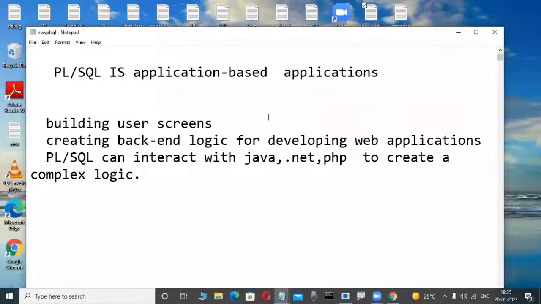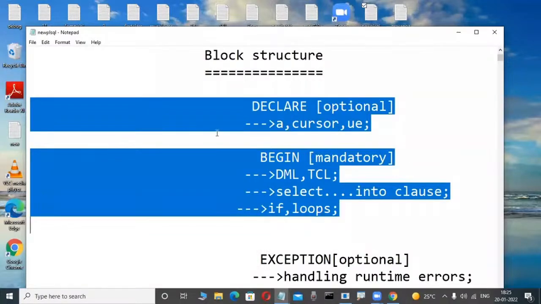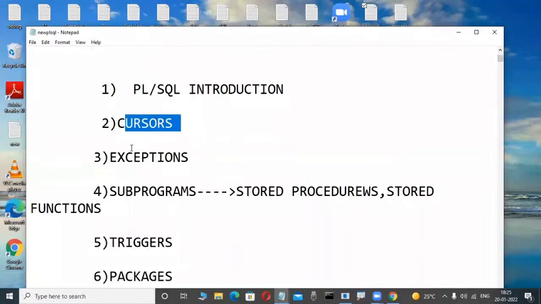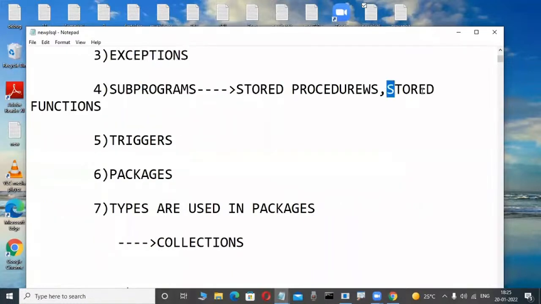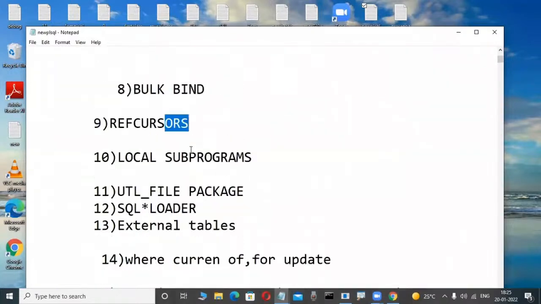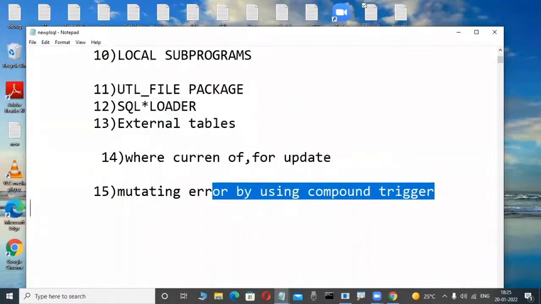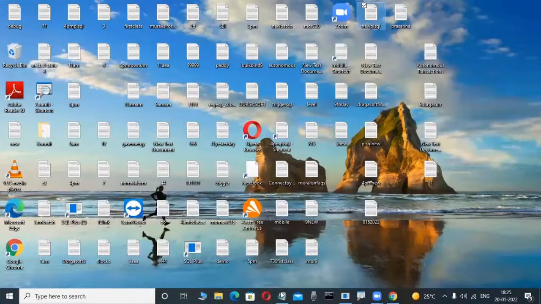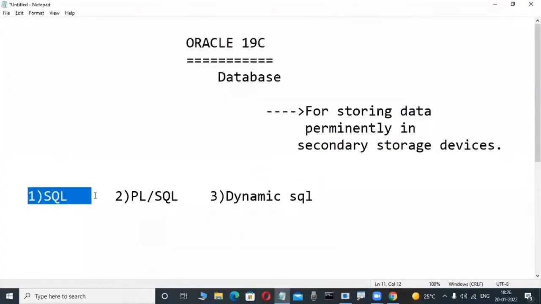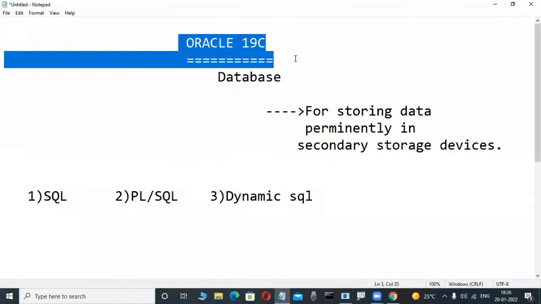In PL/SQL, you are writing a little bit of coding. In that, there are cursors, exceptions, stored procedures, stored functions, triggers, packages, types, collections, bulk bind, ref cursors, local subprograms, UTL_FILE packages, SQL Loader, external tables, so many things like this. So much syllabus is there. Don't worry. That's why we learn the SQL language first. After that, once you get some knowledge, then you learn PL/SQL. Through these two languages, we are operating this Oracle software.